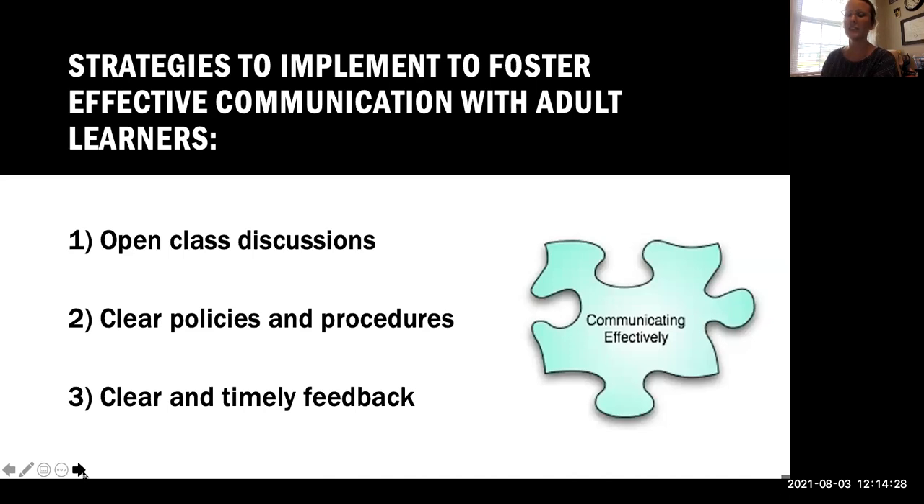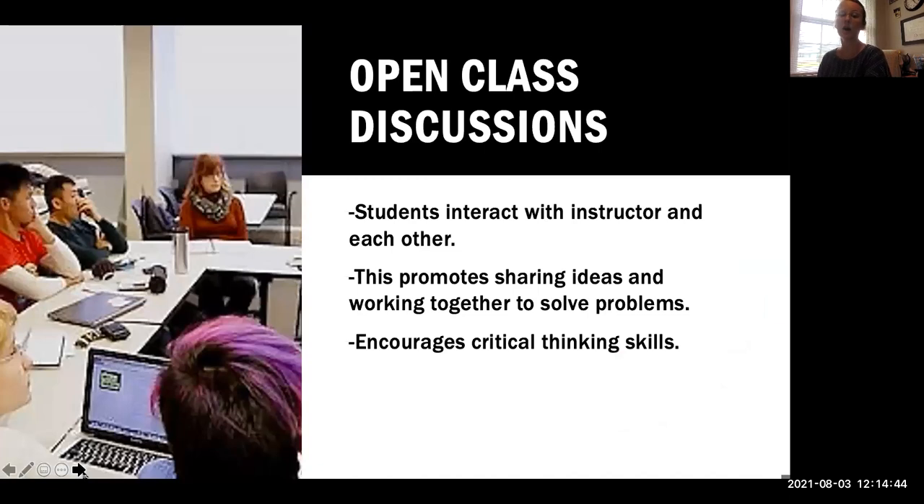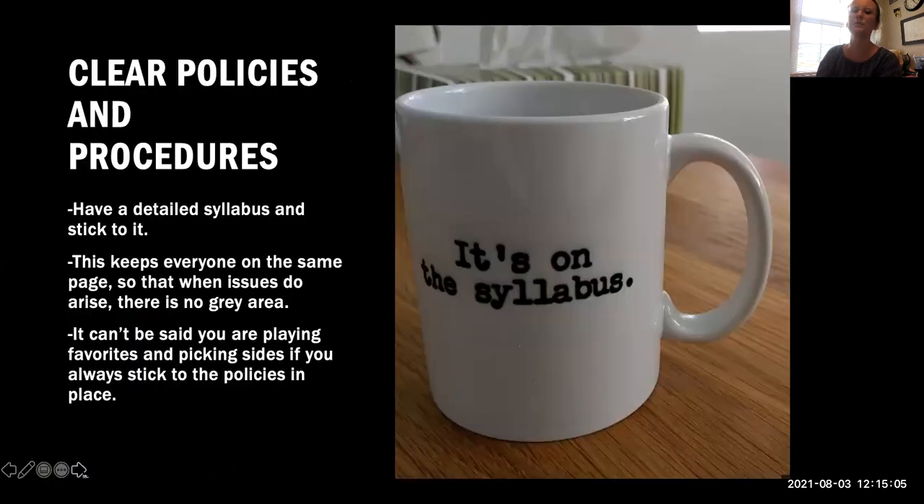So, three of the strategies that I recommend implementing to foster this effective communication with adult learners is open class discussions, clear policies and procedures, and clear and timely feedback. Open class discussions. So, this will involve students interacting with the instructor and each other. This is going to promote the sharing of ideas and working together to solve problems. This could even be like real world applications. And this encourages critical thinking skills. So, you're opening up the classroom environment to everyone sharing and having a voice.